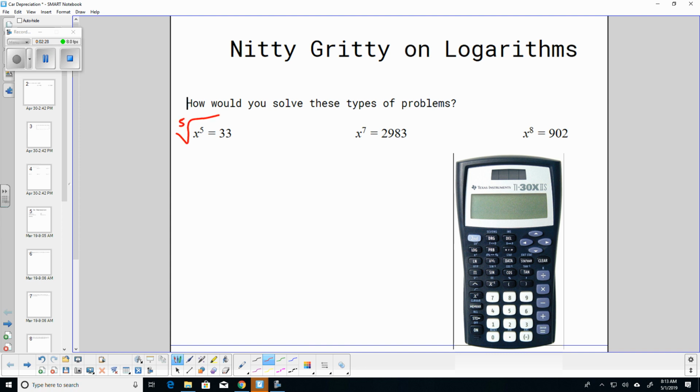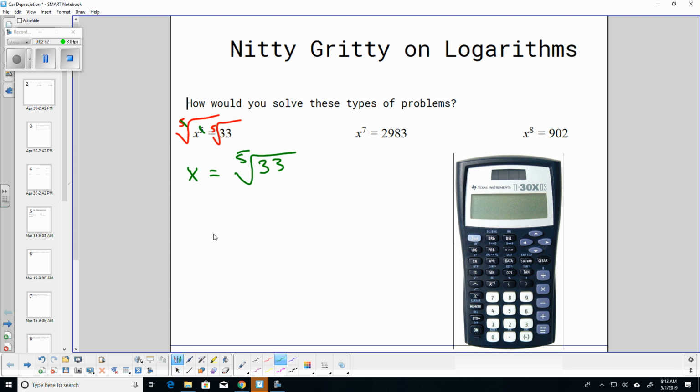It kind of looks like that. It has a little 5 there. So what's going to happen is these 5's are going to cancel out with each other and just leave an x, which is what we want. And then x would be equal to the fifth root of 33. Now, how do we do that? Because that's not a button that you're used to. So that's why I got the calculator pulled up here so we can see how that works.